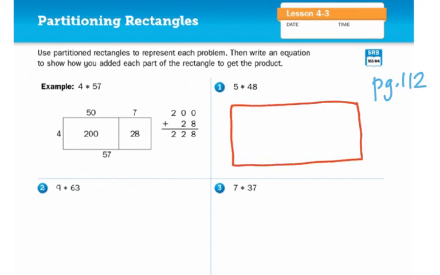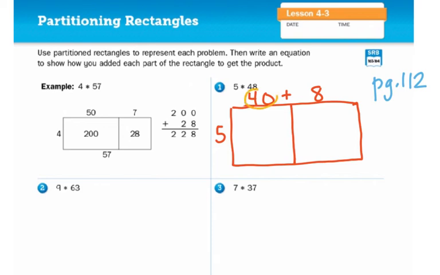On journal page 112, you're going to take 5 and put that on the side. Then take 48, divide this in half. The value of the 4 is 40, plus the value of the ones place, which is 8. And now we're going to multiply.